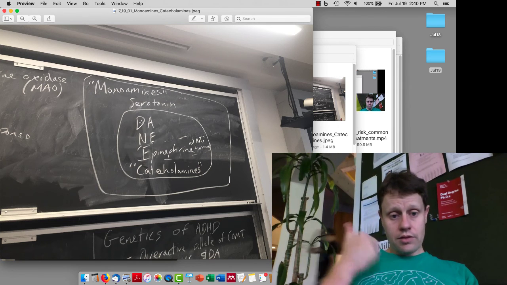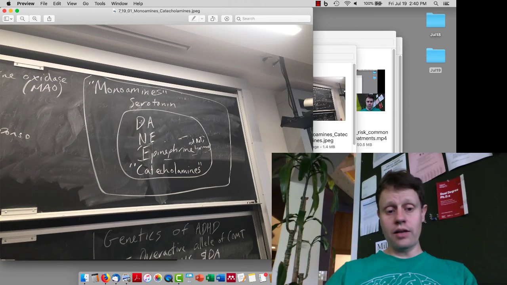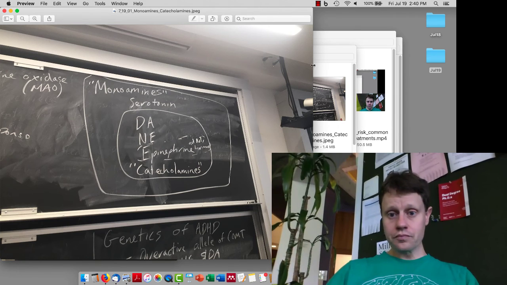Three of the monoamines, dopamine, norepinephrine, and epinephrine, have this ring structure called a catechol. Serotonin has a ring as well, but it's a different kind of ring. And so dopamine, norepinephrine, and epinephrine, in addition to being monoamines, are also catecholamines.